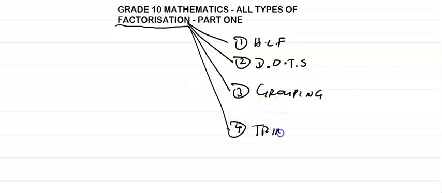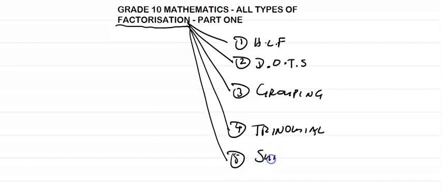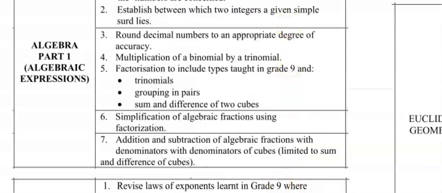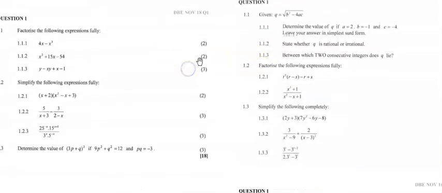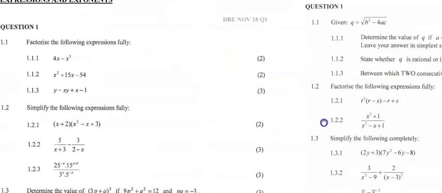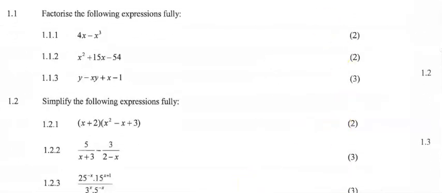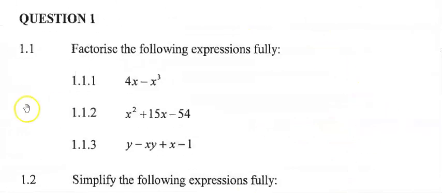A quadratic trinomial, which we did look at in grade 9. And number 5, we're going to be looking at sum and difference of two cubes. So we need to cover all 5 types of factorization in grade 10. So let's go and have a look at our past exam paper and let's see what type of factorizations is given here in this November 2018 paper. Let's see if we can sift out some questions. And there it is right here.